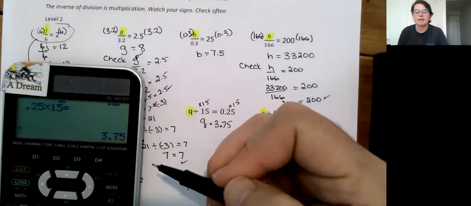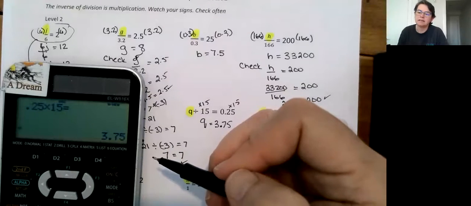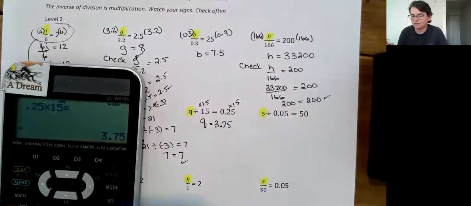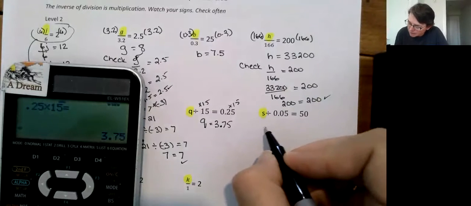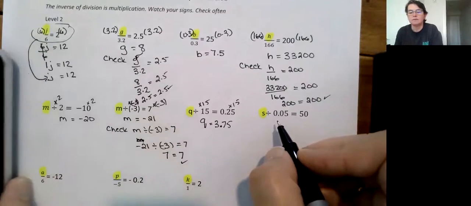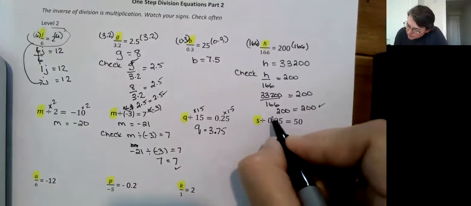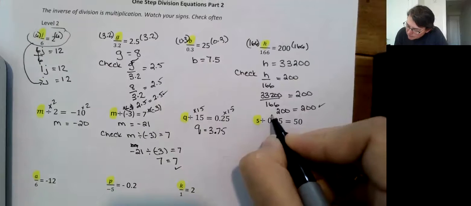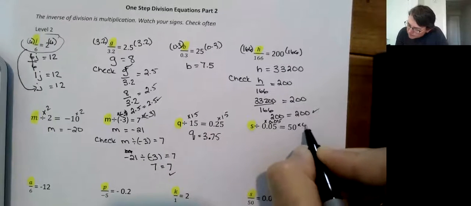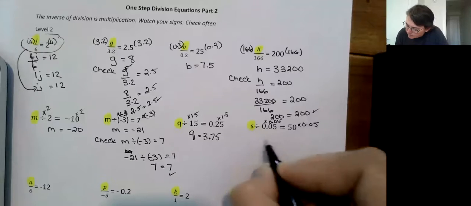In case you're wondering, my calculator automatically gives me an answer in decimal form, and I just have to hit a button and it'll flip it over to a decimal for me. S divided by 5, 0.05 is 50. So I'll have a check up there. Times 0.05 times 0.05.